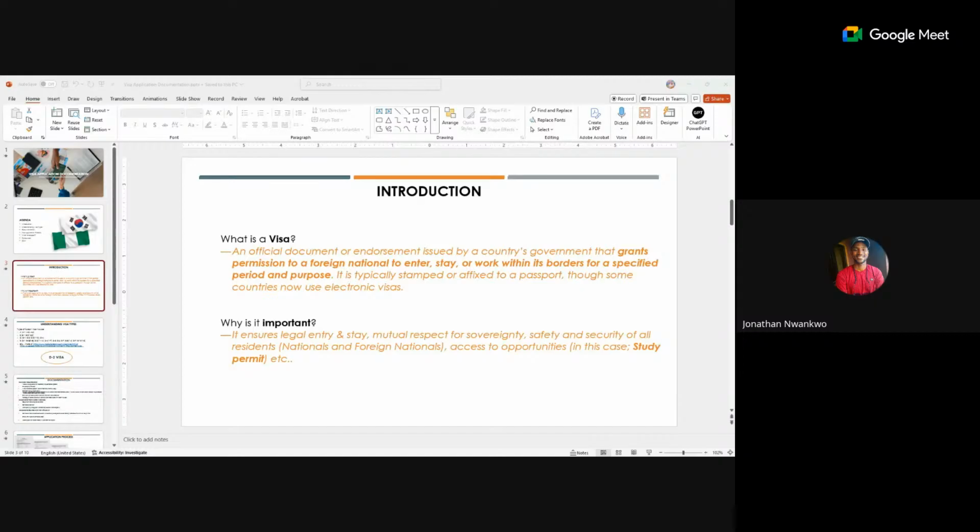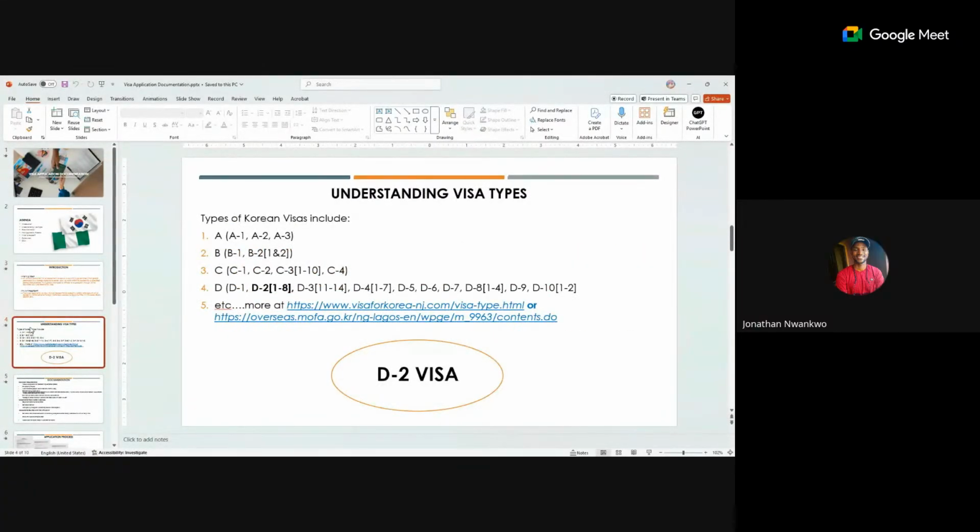And why is it important? It is to ensure that every entry is legal. Every stay is legal. There is mutual respect between both countries, respect for their sovereignties, safety and security of everyone, which includes both the residents of the country, the nationals, and the foreign nationals. So that is why it's actually important to have this visa. So the next slide, please, is understanding the types of visa that we have.